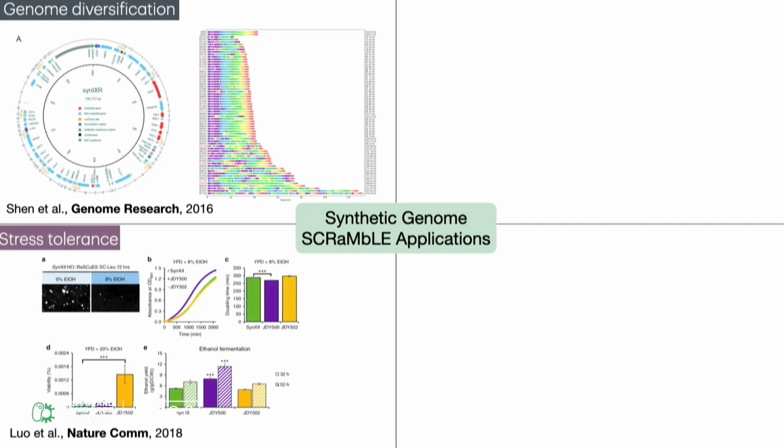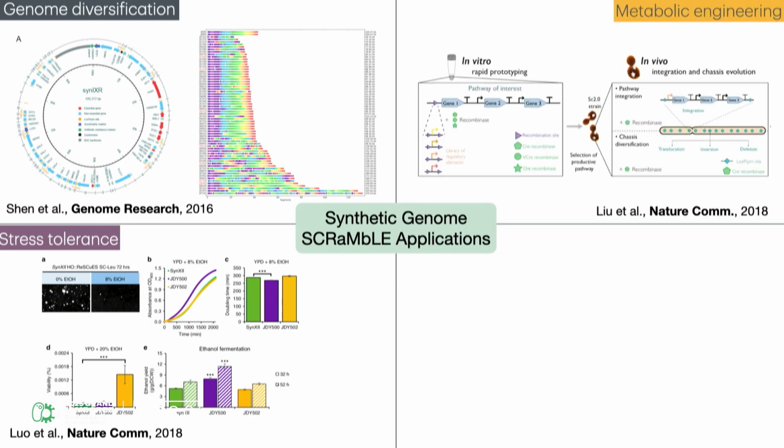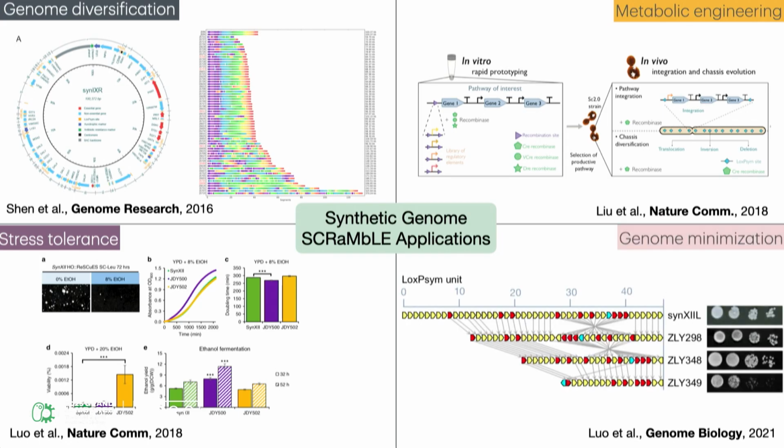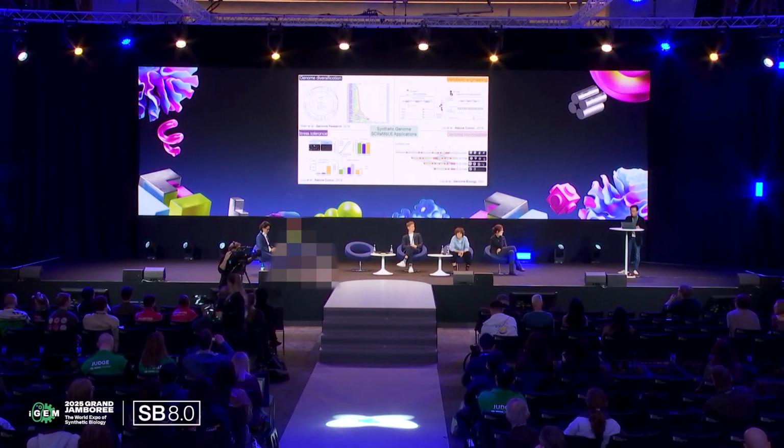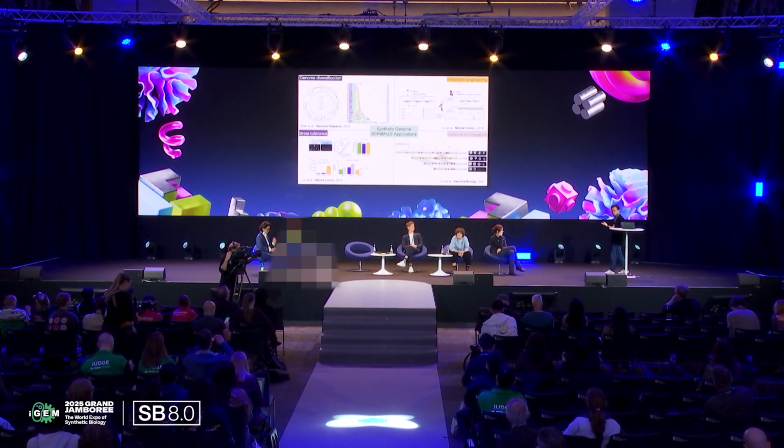And then you can select the ones which can tolerate stress. And then you can also use that to improve metabolic engineering. So you can evolve the strain which produces much better natural products. And finally, we can use it to minimize the genome. Right? That's the holy grail of biology, to figure out what's the minimum set of components which are needed for sustained life. So I have been telling you about the work we have been doing in yeast.